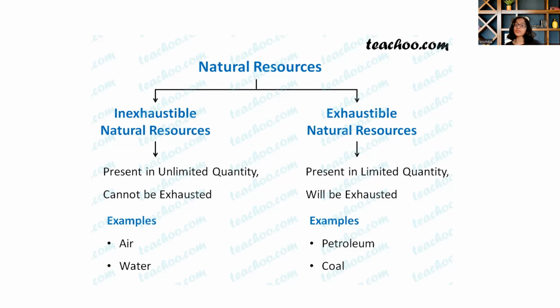Whereas exhaustible natural resources are the resources which are present in limited quantity and can be exhausted or finished due to excessive human usage. Examples of exhaustible natural resources are coal, petroleum, and natural gas. Today, I'll be explaining in detail about these three: coal, petroleum, and natural gas.